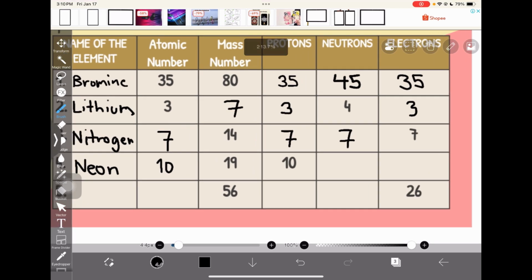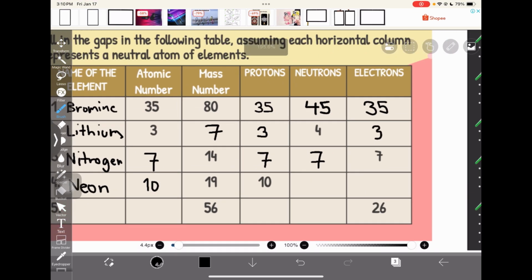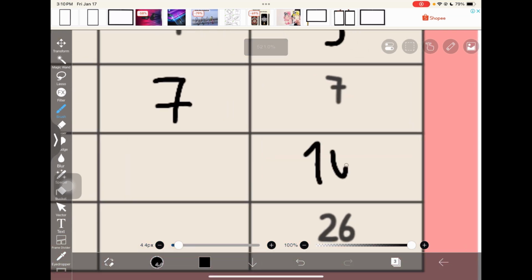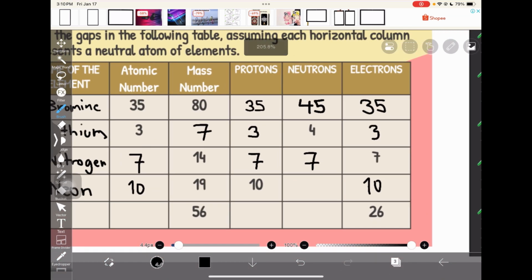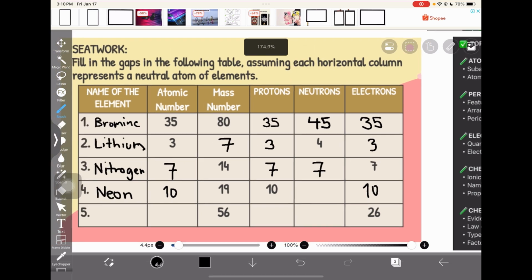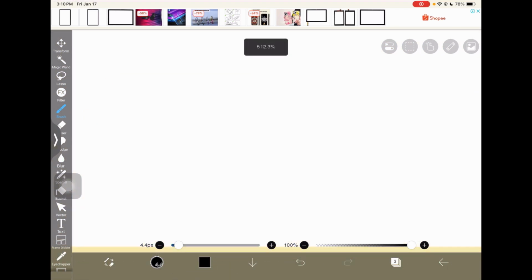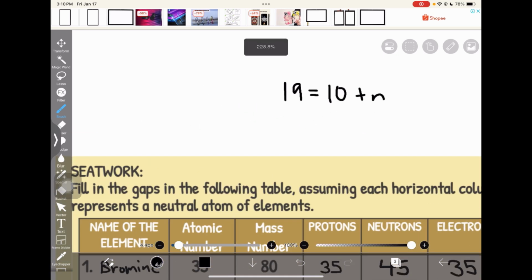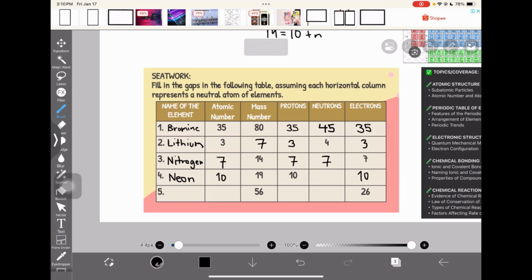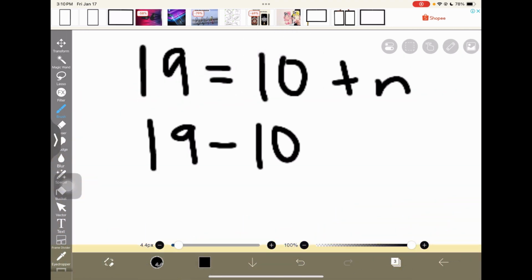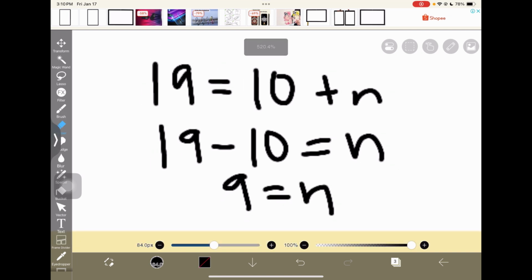Then, we have to find out how many neutrons and electrons. For electrons, we also know that's the same as protons, so we can just put 10 there. Protons equals electrons. Lastly, we're just going to substitute this once again. Since mass number is equal to the amount of protons plus neutrons, our equation could be something like this from the given already. Then we just transpose to find the rest. Therefore, the neutrons is equal to 9.